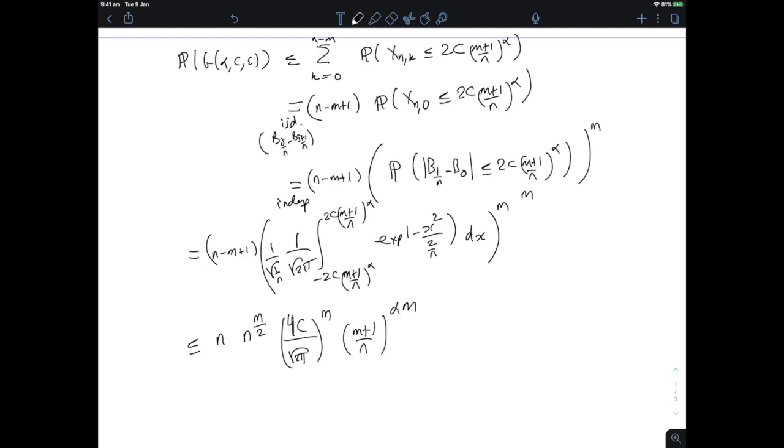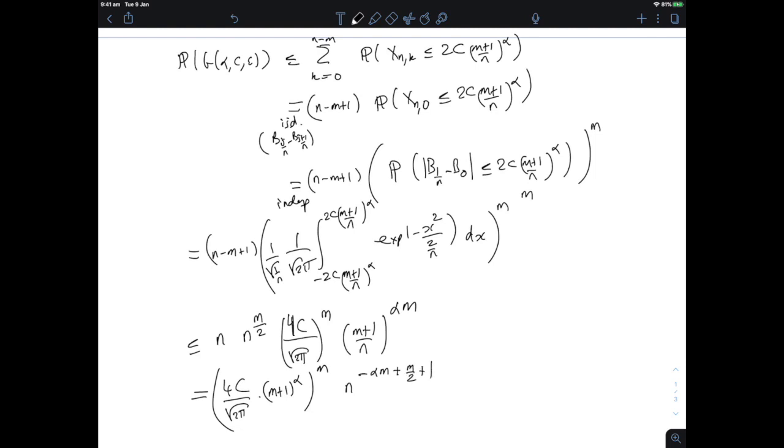Right, so what is that as a function of n? There's this constant, 4c divided by the square root of 2 pi times m plus 1 to the alpha, all of that raised to the m. I don't care about it at all. It's just some fixed number. C is fixed, alpha is fixed, m is fixed. And then I get n raised to what power? It's raised to the power minus alpha m plus m over 2 plus 1.